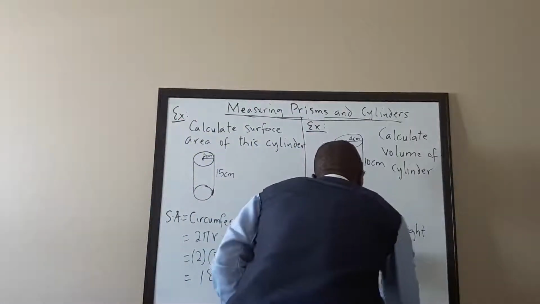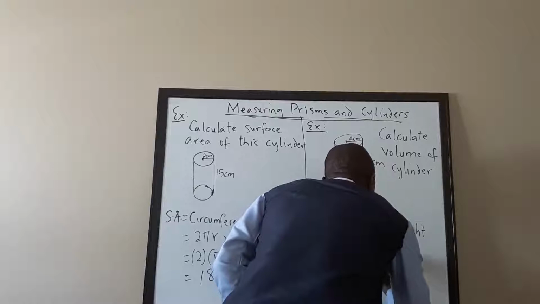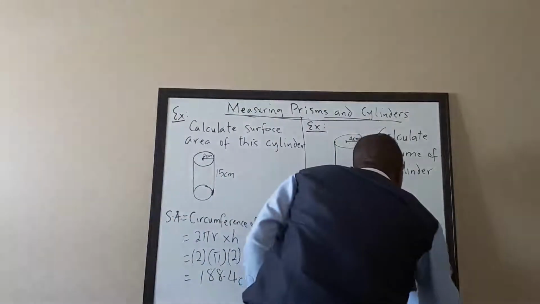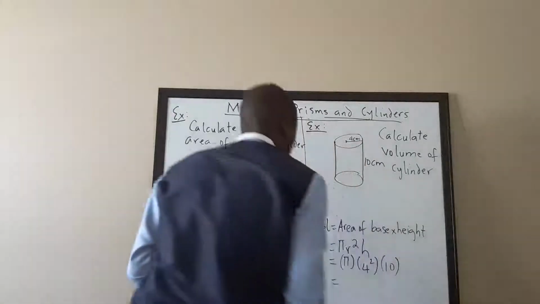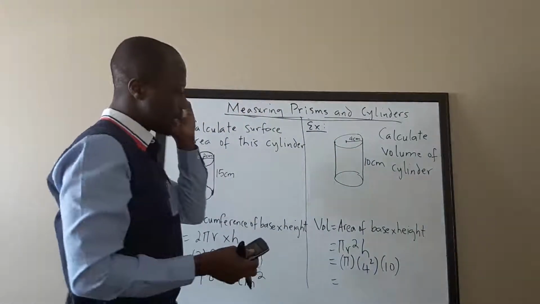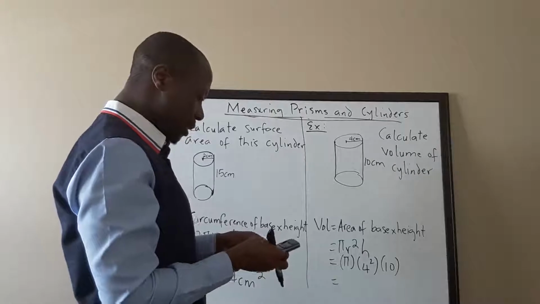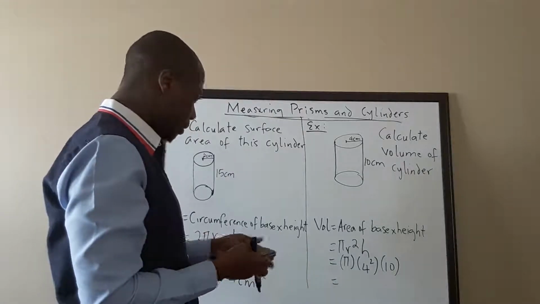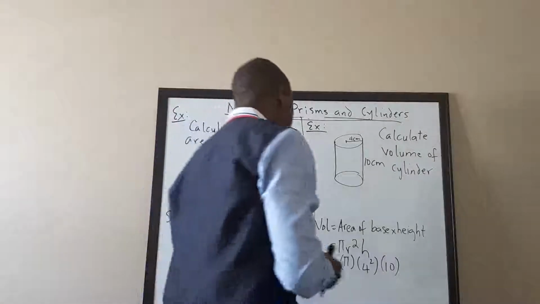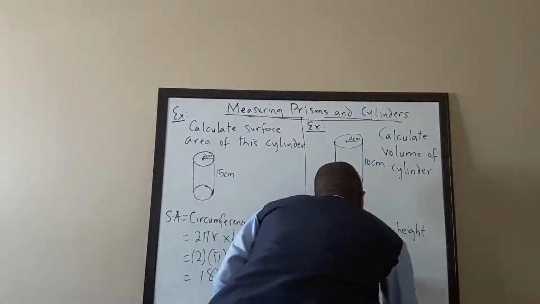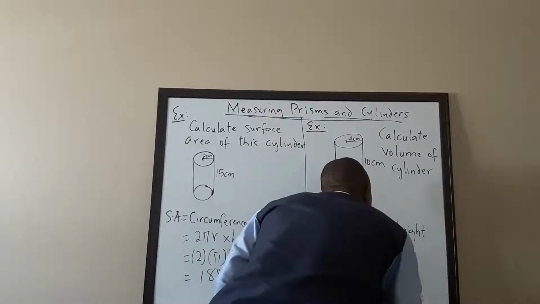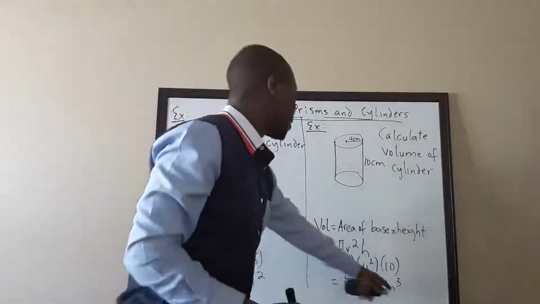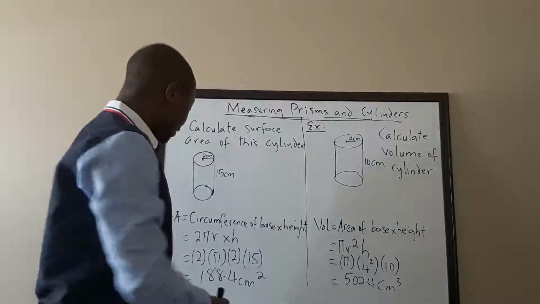So pi is 3.14. Radius is 4, so 4 squared. Height is 10. So 4 times 4 is 16. 16 times 10 is 160, times 3.14, so 502.4. So the volume is cubed, the surface area is squared.